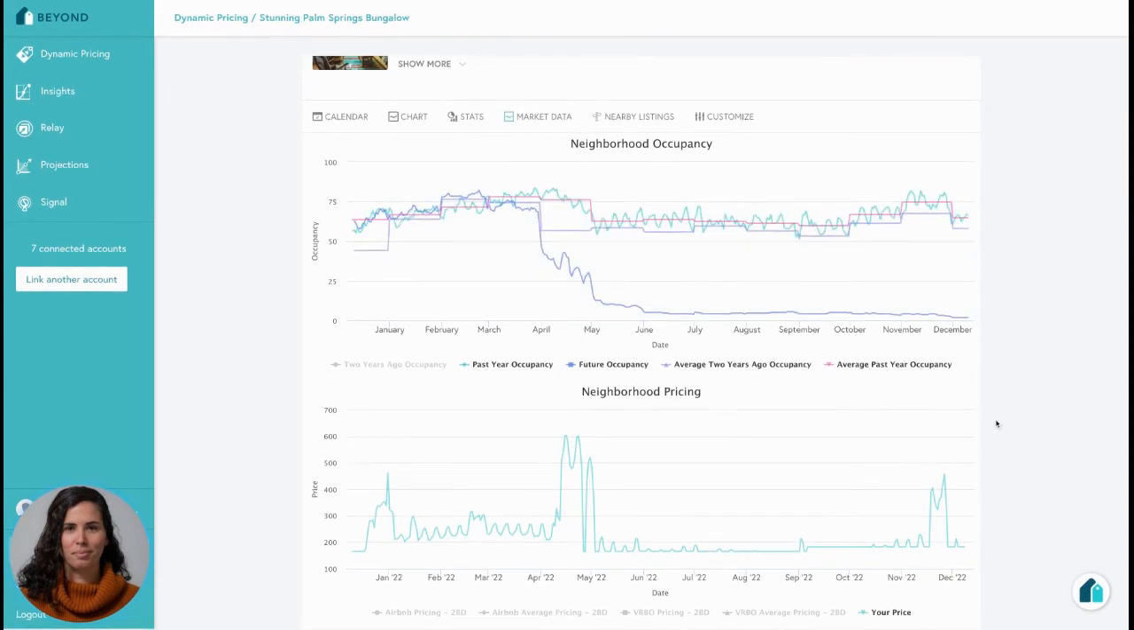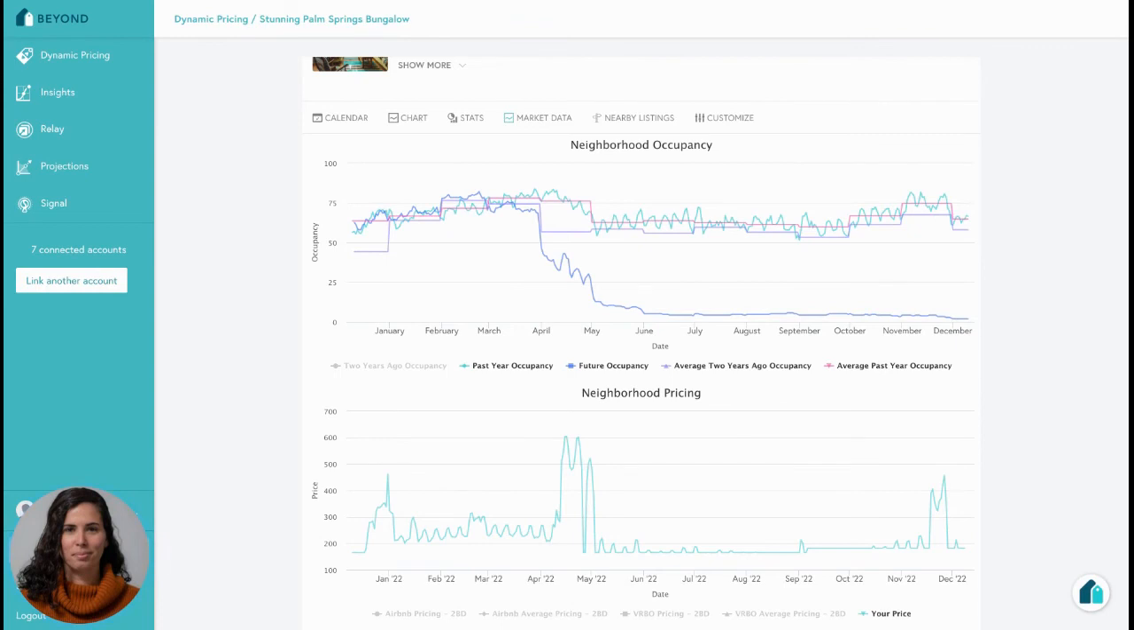The next chart is the neighborhood pricing, and it is a great way to get a sense of how your pricing compares to the market. It highlights the average pricing for Airbnb and Vrbo listings of a similar size and quality in your market. We don't really recommend you making pricing decisions based on the average prices of the other property managers because we don't really know what information people are using to make these pricing decisions.